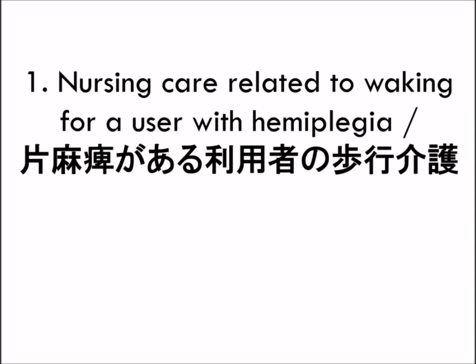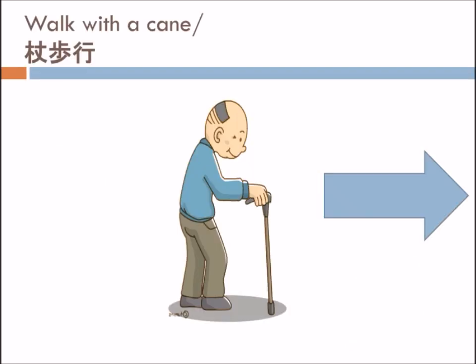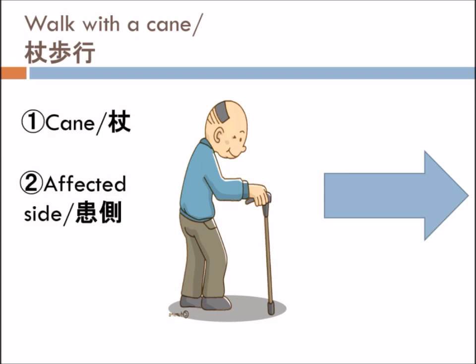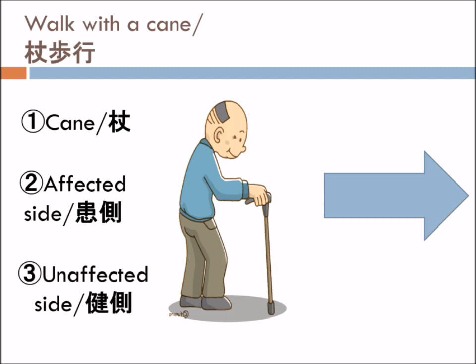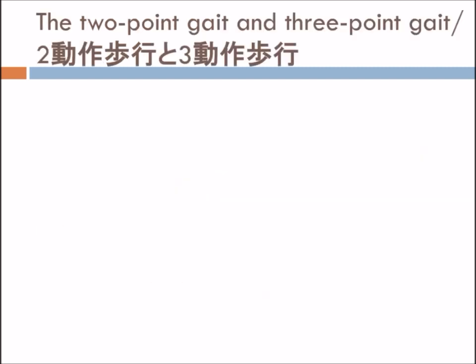1. Nursing care related to walking for user with hemiplegia. Walk with a cane. How to walk? First, cane. Second, affected side. Third, unaffected side. The 2-point gait and 3-point gait.